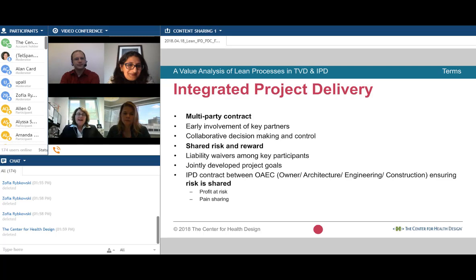Thanks, Upali. So integrated project delivery, some of the bullets that we look to when we decide whether our contract actually is an IPD contract. Usually it's a multi-party contract. We usually have early involvement at key decision points, which is why it's so incredibly important and results in different outcomes. It's very collaborative decision-making and control. The idea is that you leave your hat at the door. People are really able to speak freely and comfortably and based on the merit of their arguments.